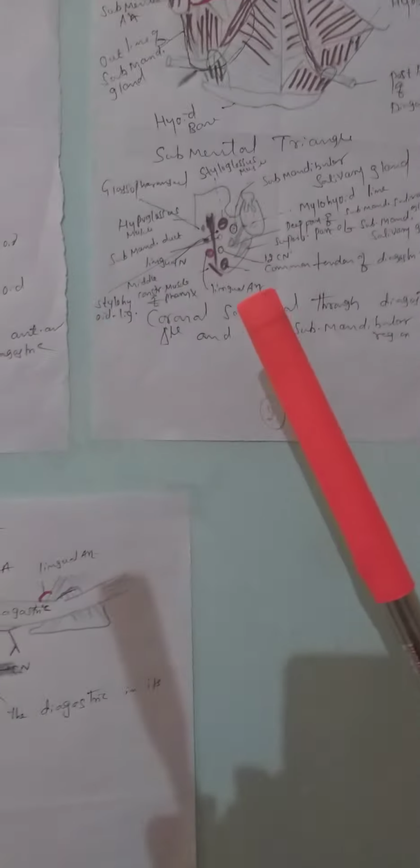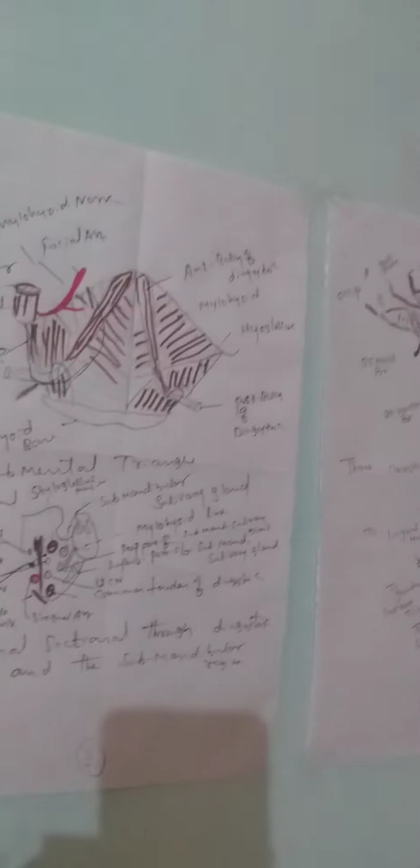Now the digastric triangle. You can see the digastric triangle. Before going to that, now we'll see the carotid triangle here. Carotid triangle is formed superiorly by the posterior belly of digastric. Then there is the superior belly of omohyoid and the sternomastoid. These three structures form the carotid triangle.